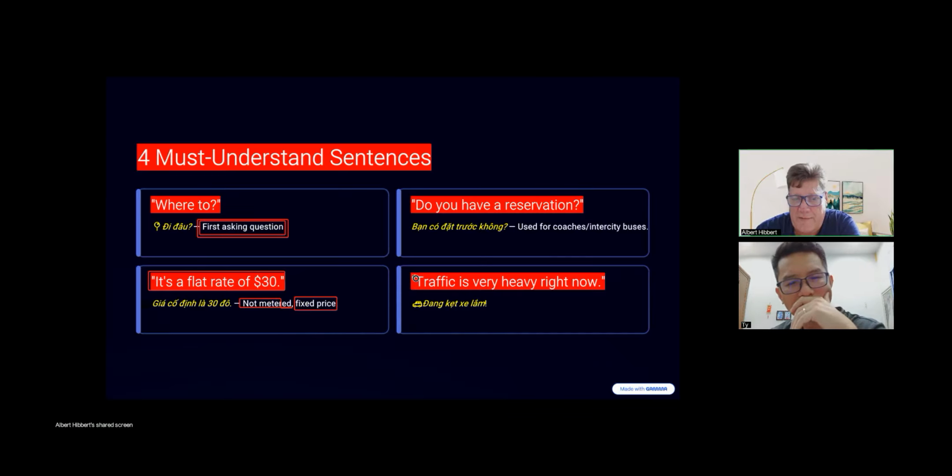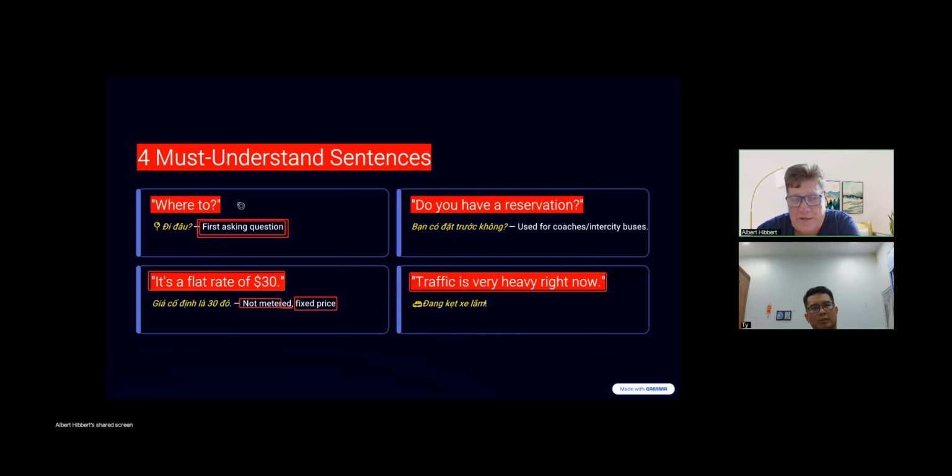If the taxi driver or the bus driver says to you, for example, the traffic is very heavy right now, then all they mean is that the traffic is very busy now. They like to use this phrase, traffic is very heavy right now. So that means it is very busy on the roads.